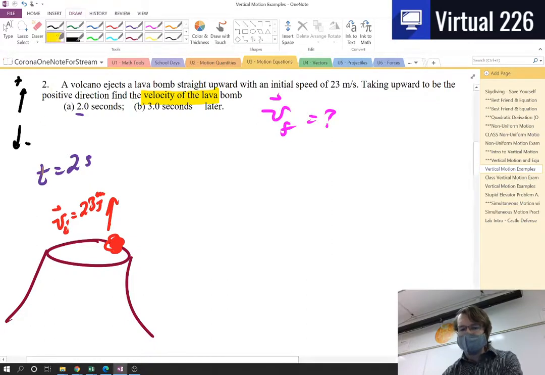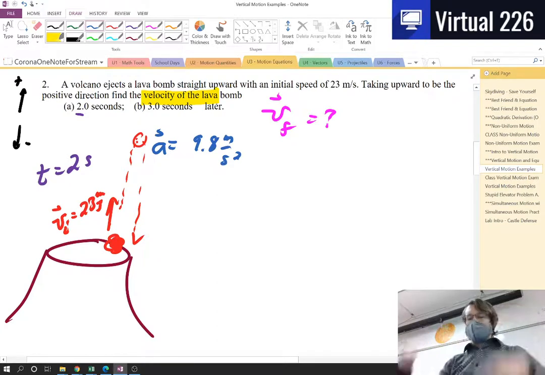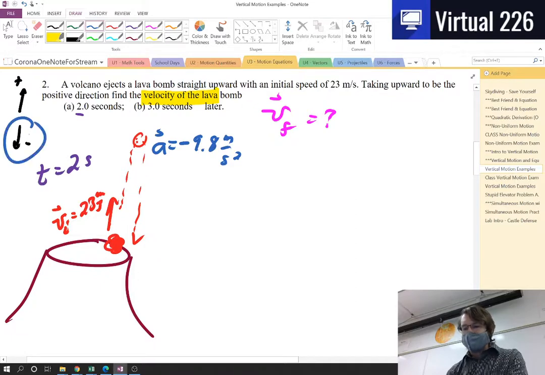This is a bit of an issue because I only have two things at the moment: time and an initial velocity. So what do I implicitly know due to the fact that we're here on Earth? If this lava bomb is going up, we know it's going to be slowing down. It's going to get to some max height, and then fall back down. The thing that's causing it to slow and then fall back down is gravity. So we know that the acceleration due to gravity is 9.8 meters per second squared, in the downward direction, toward the center of the Earth, and that means this acceleration is negative.